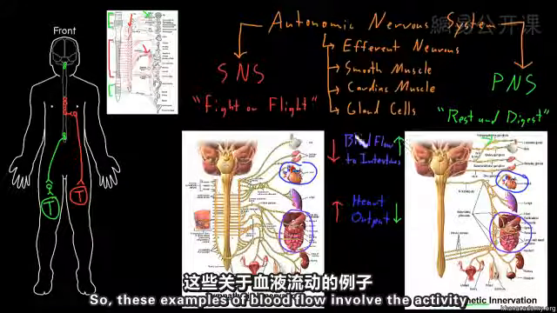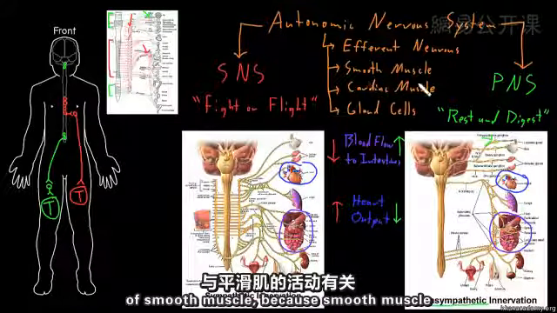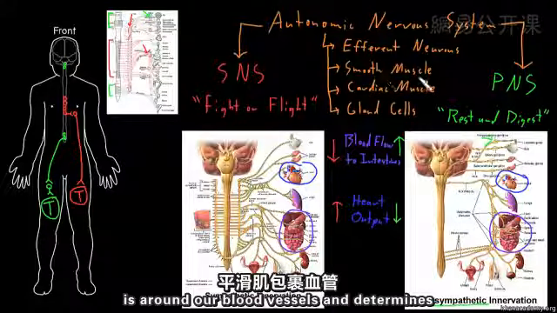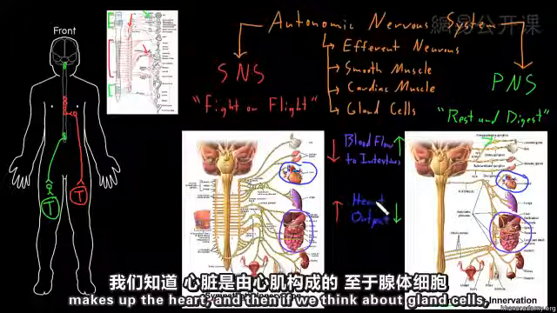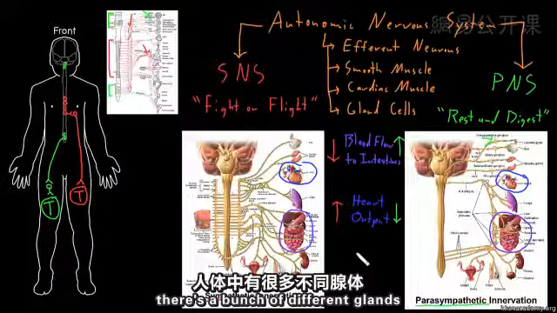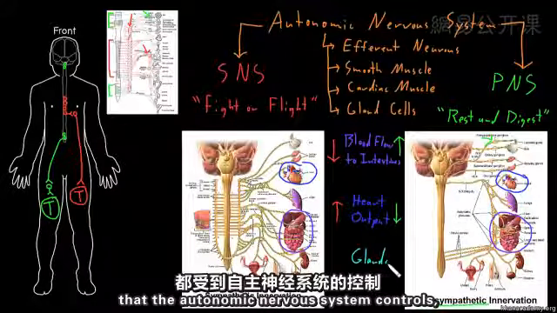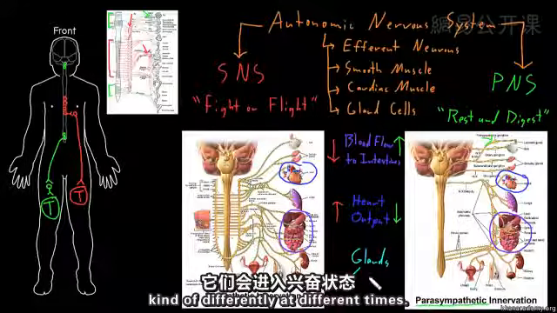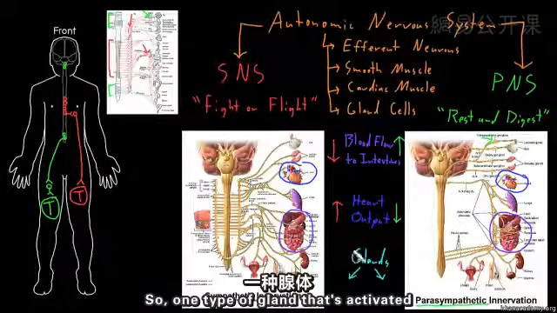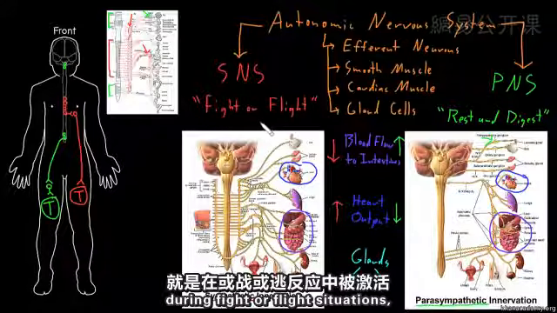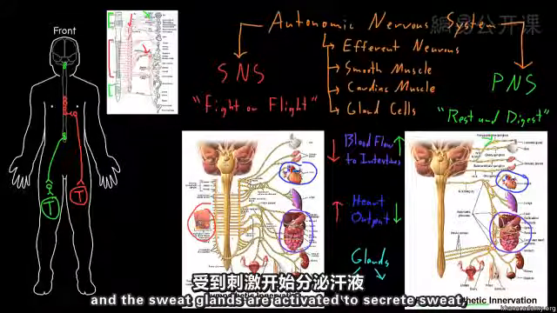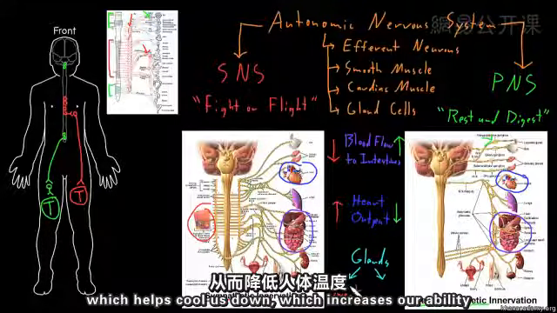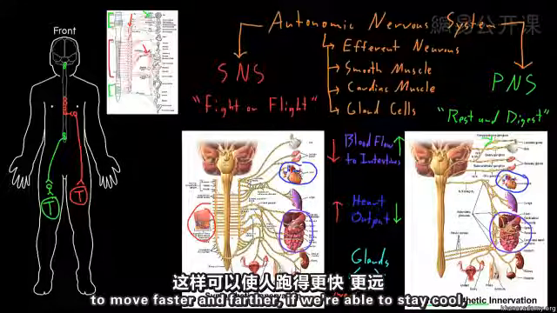So these examples of blood flow involve the activity of smooth muscle, because smooth muscle is around our blood vessels and determines where the blood is going to flow to, and cardiac muscle, because the cardiac muscle makes up the heart. And then if we think about gland cells, there's a bunch of different glands that the autonomic nervous system controls, and they tend to be activated kind of differently at different times. So one type of gland that's activated during fight or flight situations when the sympathetic nervous system is active are sweat glands out here in the skin. And the sweat glands are activated to secrete sweat, which helps cool us down, which increases our ability to move faster and farther if we're able to stay cool.